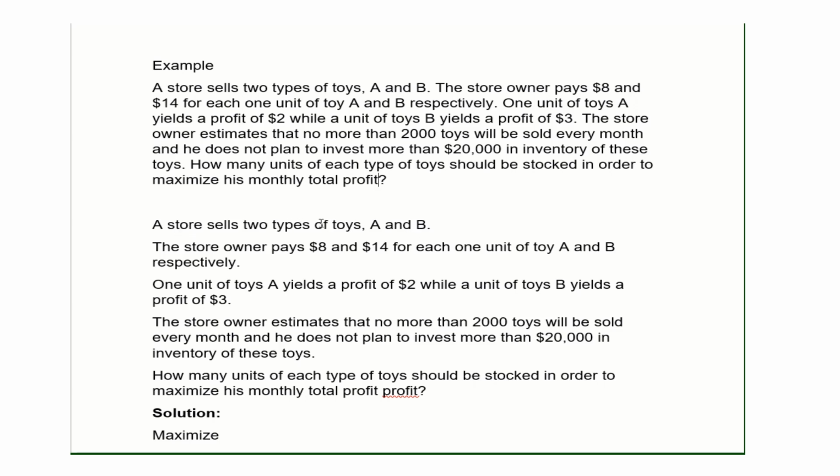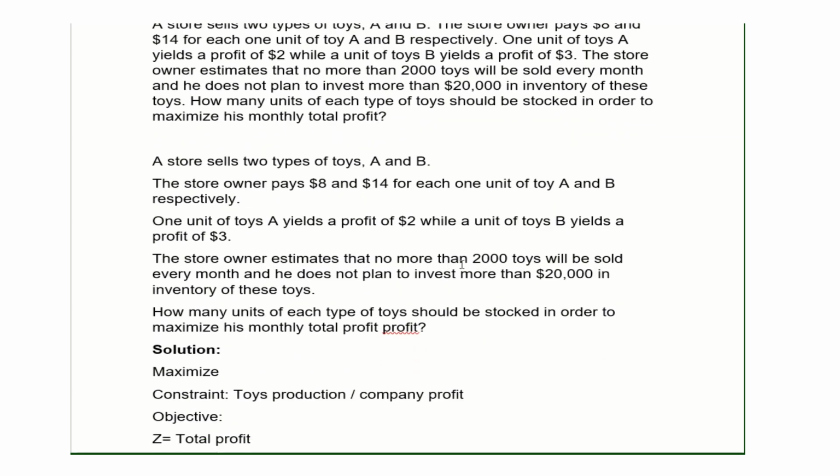A store sells two types of toys A and B. The store owner pays $8 and $14 for each one unit of toy A and B respectively. One unit of toy A yields a profit of $2, while a unit of toy B yields a profit of $3. The store owner estimates that no more than 2,000 toys will be sold every month, and he does not plan to invest more than $20,000 in inventory of these toys. How many units of each type of toys should be stocked in order to maximize his monthly total profit?